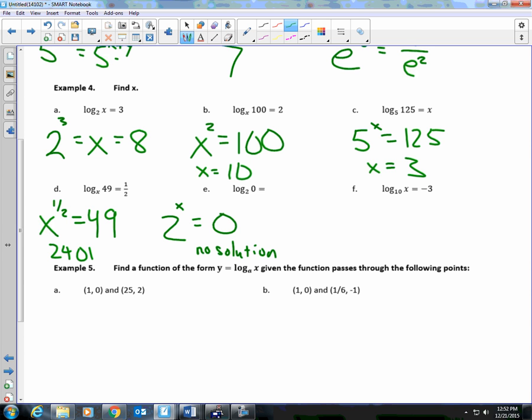Last one, log base 10 of x is equal to negative 3. That means 10 to the negative 3 is equal to x, or 1 over 1,000. Very good.